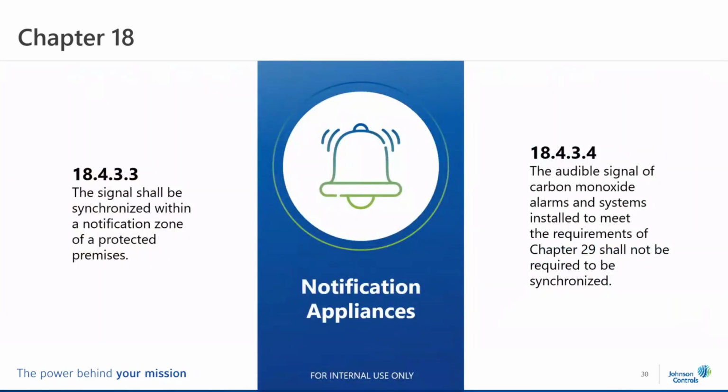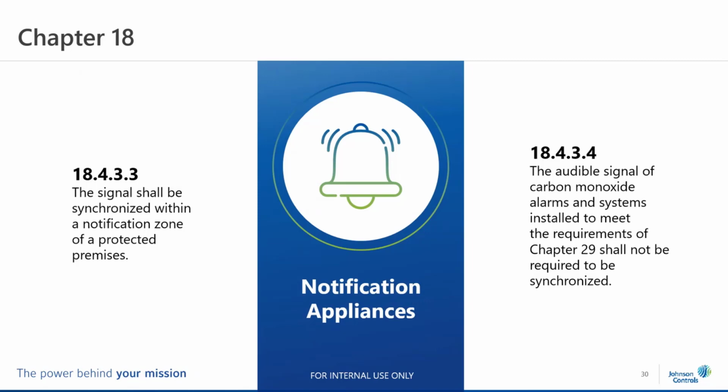So here's the phasing of it that you see out of 72. The signal needs to be synchronized within a notification zone on a protected premises. This is the same whatever you're doing: speakers, horns, bells, the signal needs to be synchronized, not the type of signal. So nowhere in code does it say you can't use bells, horns, piezos all in the same facility. There's a big misconception about that. But whatever the signal is that you're using, it's got to be synchronized.